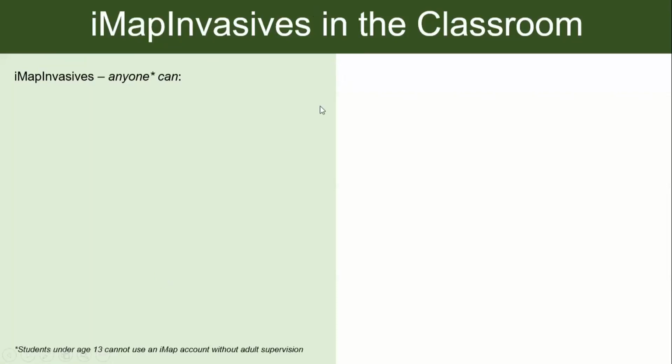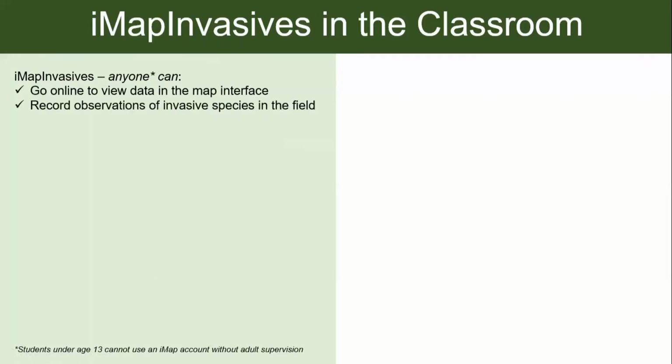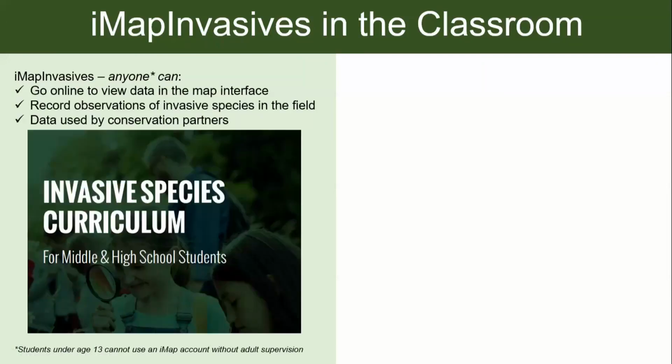Hopefully that gave you a brief taste of what iMapInvasives looks like. Essentially, iMapInvasives is an online system where anyone can go online and view invasive species data in a map interface. Anyone can record observations of invasive species in the field, and this data is all used by conservation partners. That really sets it up to be a great tool for science education, and in recognition of that, this invasive species curriculum was developed for middle and high school students.